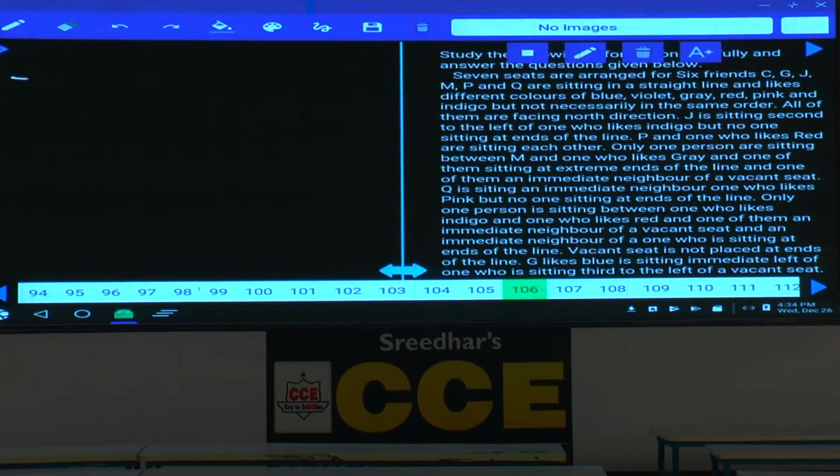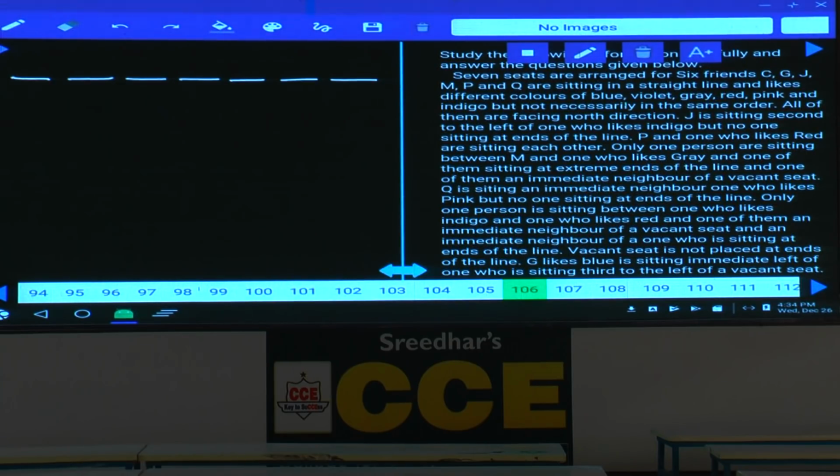Now how many seats are there? 1, 2, 3, 4, 5, 6, 7. 7 seats are there. Now among these 7 seats, how many persons are there? Only 6 persons are there. Again, there is a vacant seat in this one, isn't it? Now, today most of these puzzles are based on the vacant seat only. Okay? Then, now in this one there is a vacant seat.